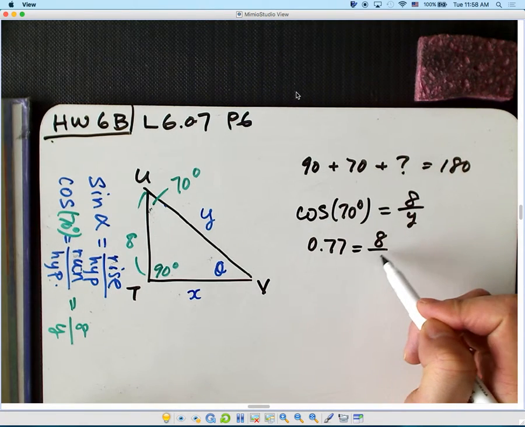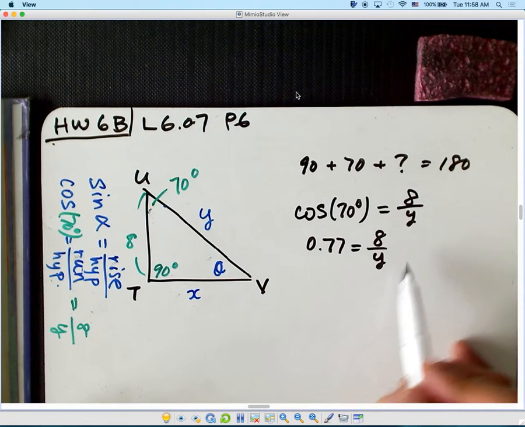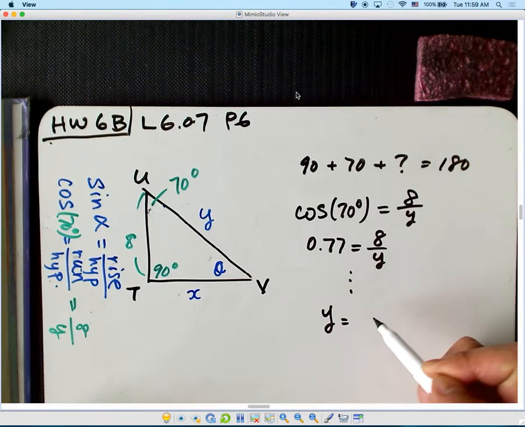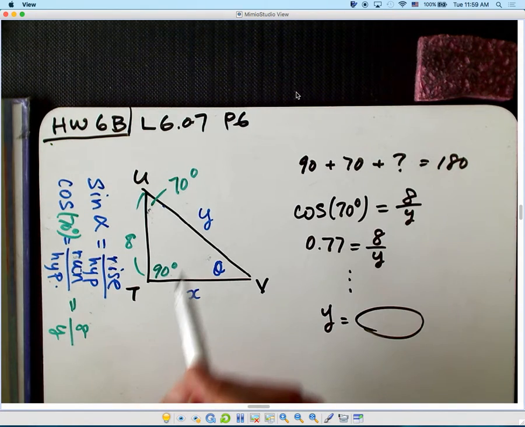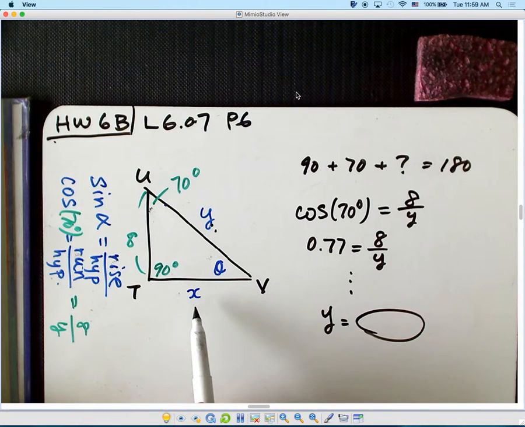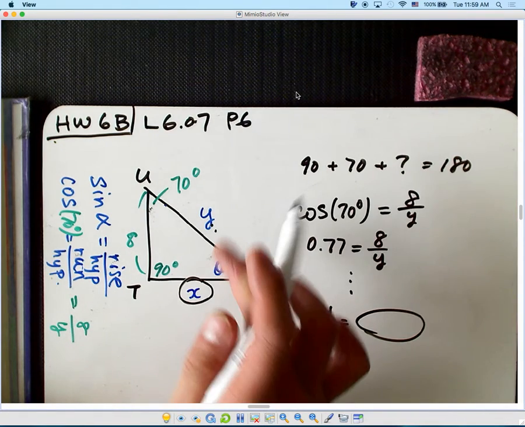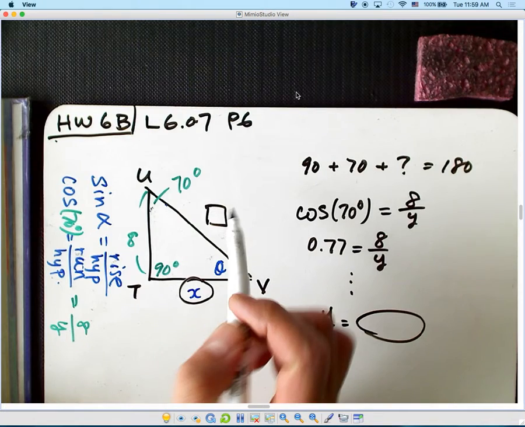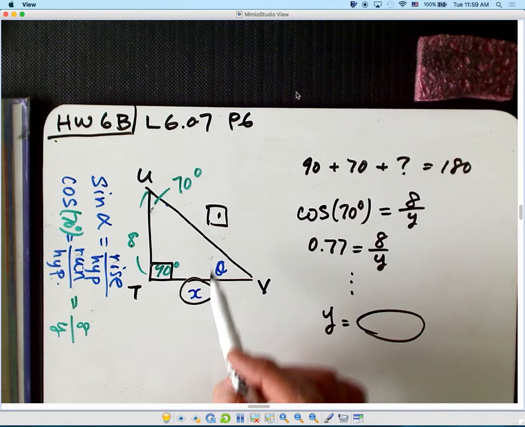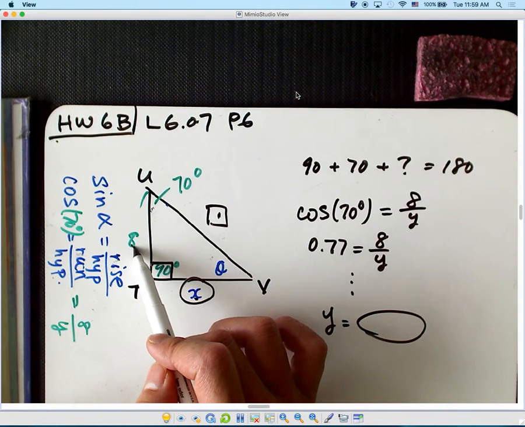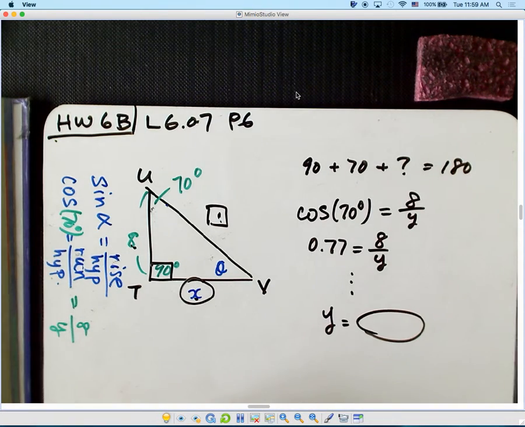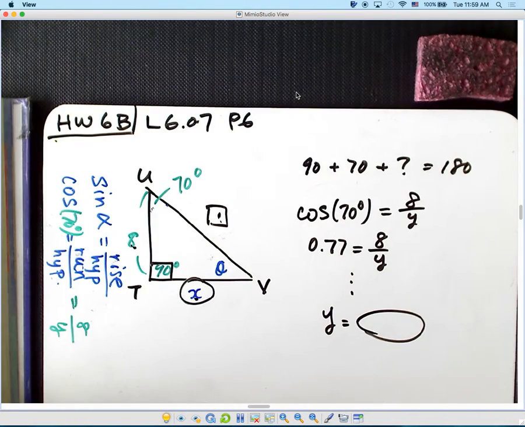So we've got 8 over y, and if you solve this equation, do some math so that you get y equals something. Once you get that one, then you can find x by the Pythagorean theorem, right? Because if you get this one, and if this is 90 degrees, and if you know two missing angles, square this one and square this one, add them, that has to be equal to the square of this one. So that's lesson 6.07.